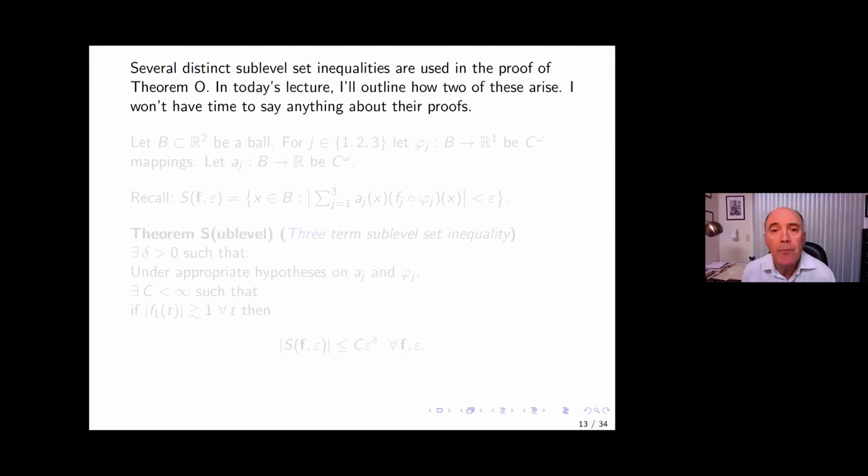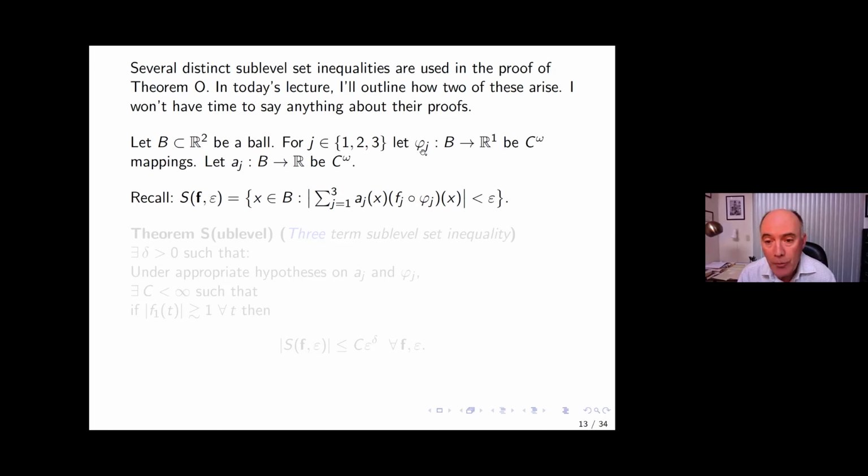All right. So again, I'm just reminding you of the setup. B is now a ball in R^2. In my sublevel problem, I'm going to have 3 functions rather than 4. So j is an index that runs over 1, 2, 3. For each j, I have a nice real analytic submersion from R^2 to R^1. I have coefficient functions, which are scalar valued and real analytic.